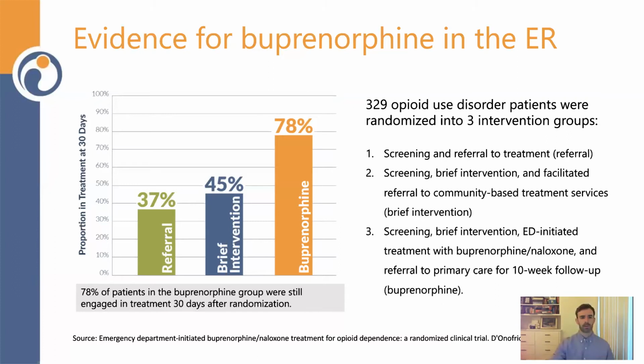So the primary outcome this study looked at was engagement in treatment at 30 days after the intervention, whether that was a referral, brief intervention, or buprenorphine in the emergency department. And they defined engagement in treatment as any sort of ongoing contact with formal addiction treatment, whether in the inpatient or outpatient setting. The study also found, I don't think reported this outcome here, that the cohort who received buprenorphine had a decreased utilization of inpatient resources longitudinally.